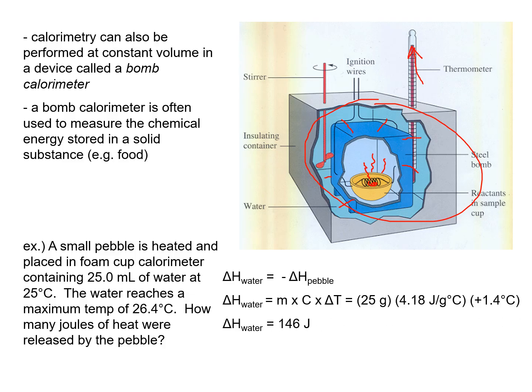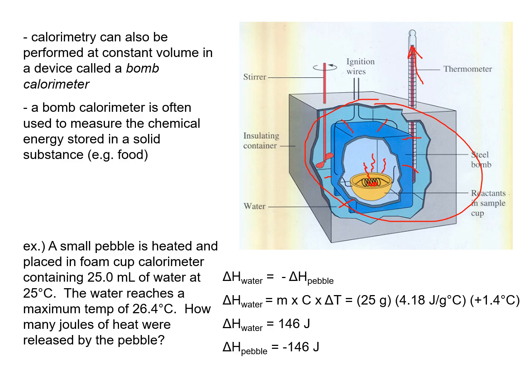So if you were to calculate that, you get 146. So the grams would cancel, the degrees Celsius would cancel, you'd be left with just joules. So the change in heat of the water is positive 146 joules. The water gained 146 joules. Where did it get it from? It must have got it from the pebble. So if the question is, how many joules of heat were released by the pebble, it must be exactly opposite of that. All right, the change in heat of the pebble is equal to negative 146 joules.